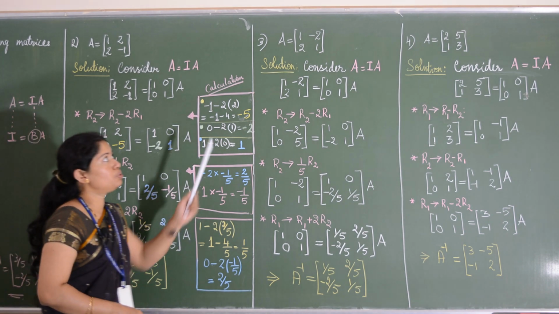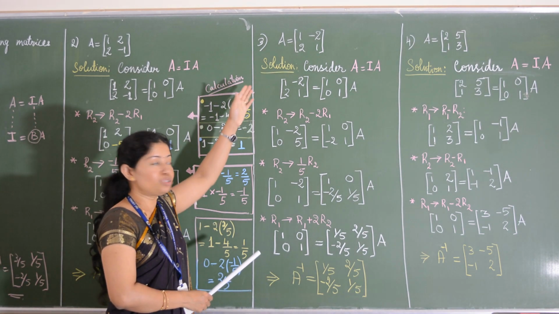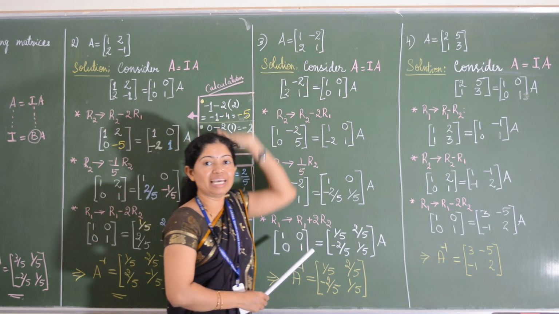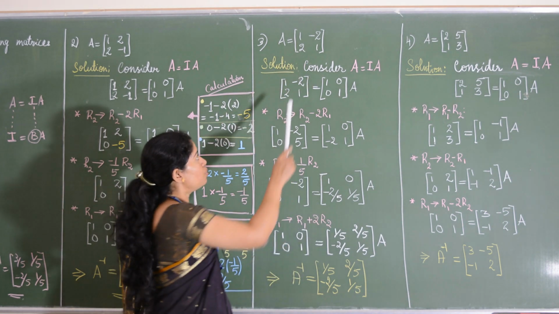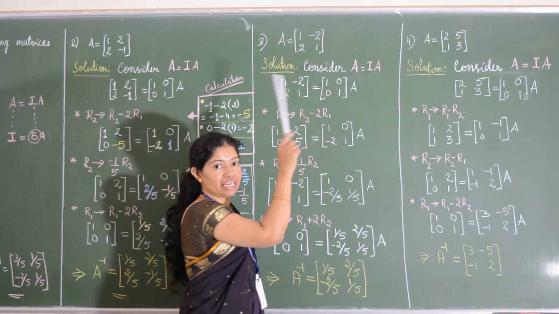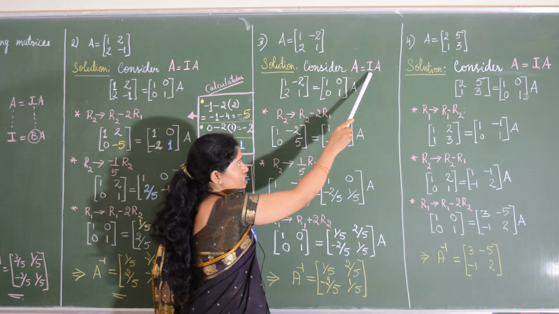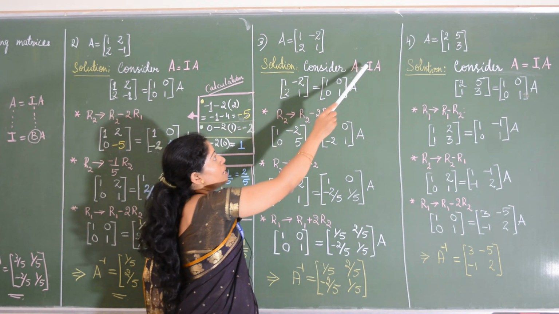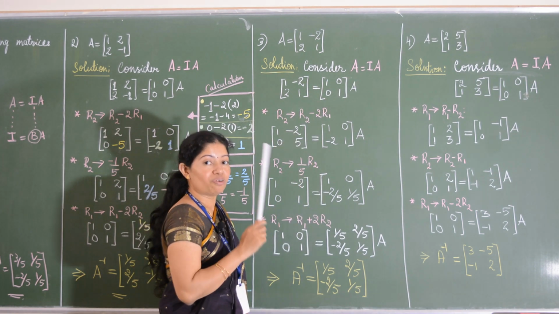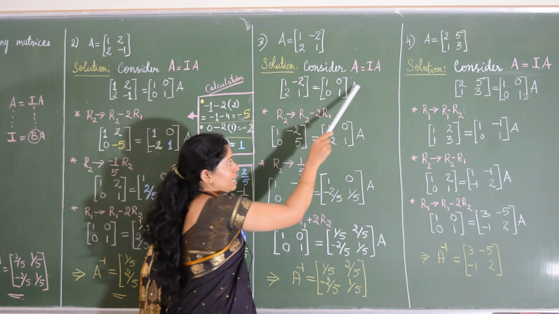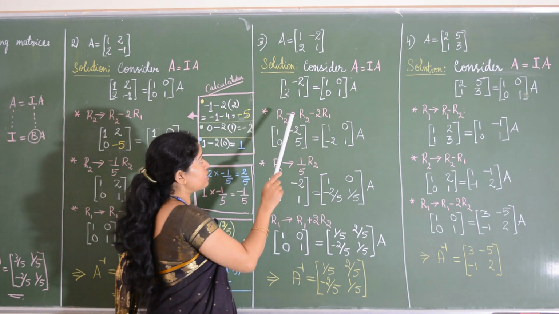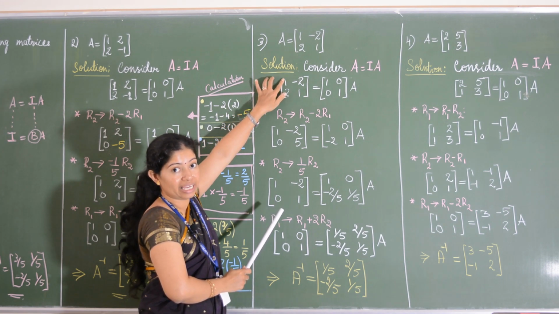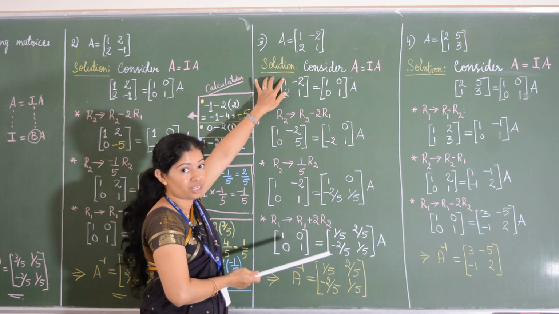Next, let us go to the third problem. Here also you are finding the inverse of this given matrix by elementary row operations. So you have to consider first A is equal to identity matrix into A. Then write the identity matrix of the same order and write that A as it is. Next, as this entry is already 1, no need to apply any operation here.